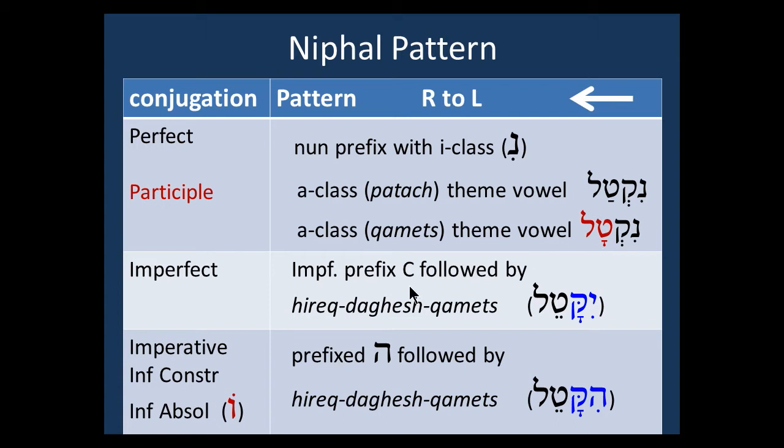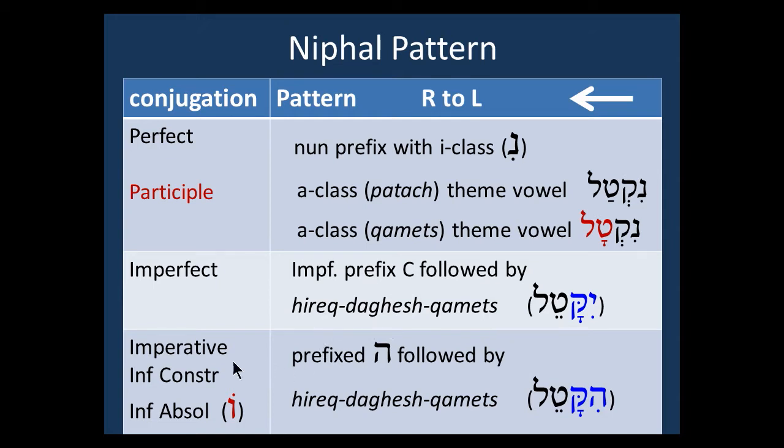The imperfect, you had your normal set of prefixed consonants followed by a vowel pattern. So here's yod, that's one of our normal imperfect prefixes, followed by hireq, dagesh in the next consonant, which is the first consonant of the lemma, and qamets. So hireq, dagesh, qamets underneath the prefix. So that was an easy tell for the imperfect in the Niphal.